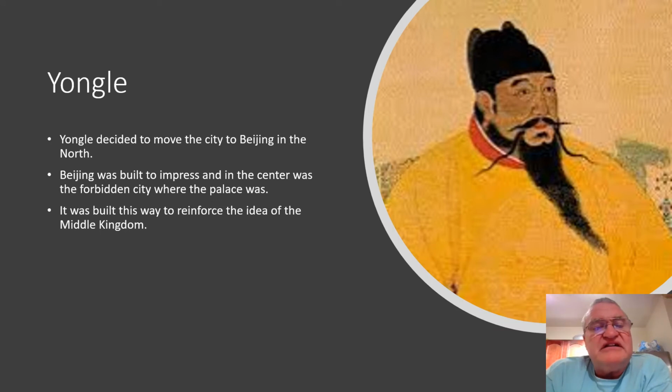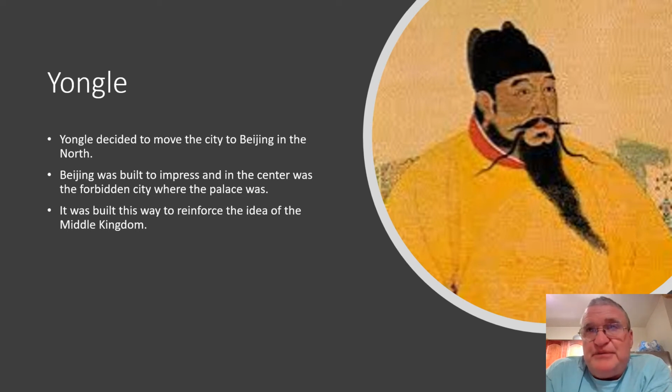So along comes his son Yongle. Yongle decided to move the capital to Beijing in the north. Now I have a question that asks you, where does China move its capital? It's Beijing, okay? Beijing was built to impress, and in the center was the Forbidden City where the palace was.